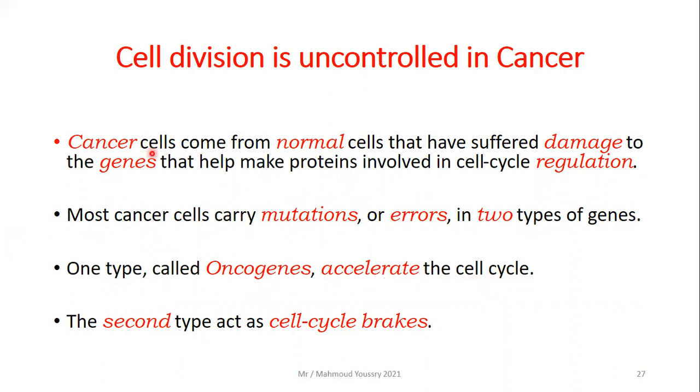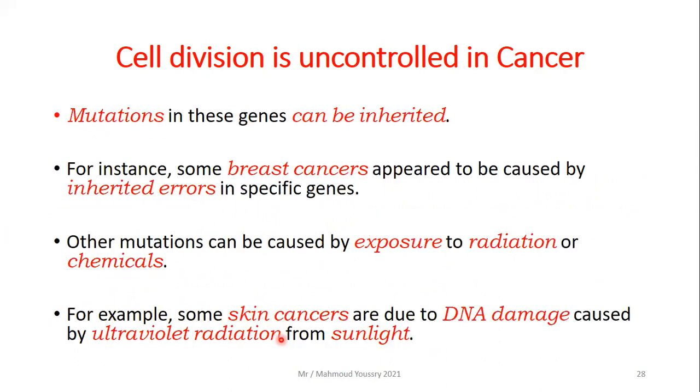Do you remember when we said that cancer is the uncontrolled cell division? This is because the cancer cells carry mutations or errors in two types of genes. One is a mutation in the genes called oncogenes, which accelerate the cell cycle. This is the uncontrolled cell division. The second type acts as cell cycle brakes, which stop the cell cycle.